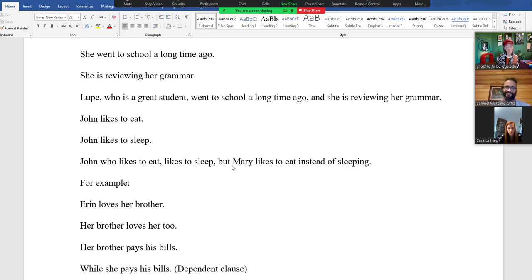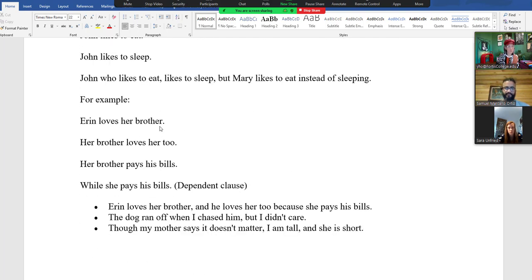So this is an example of a compound complex sentence. Same thing here. Erin loves her brother, her brother loves her too, her brother pays the bills. So: Erin loves her brother and he loves her too because she pays his bills. I would love someone to pay my bills too. But anyway, that's beside the point. So here you have a compound complex sentence because you have Erin loves her brother and he loves her too. That's the compound sentence. And then because she pays his bills, that is the subordinating conjunction that renders it a compound complex sentence. Do you understand?